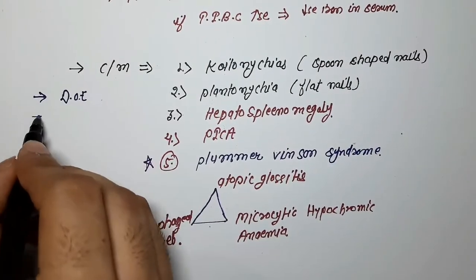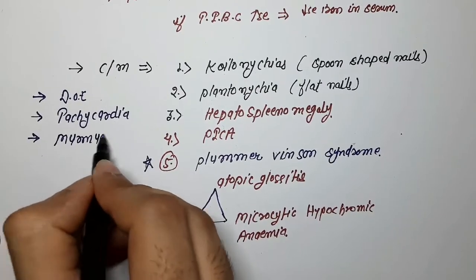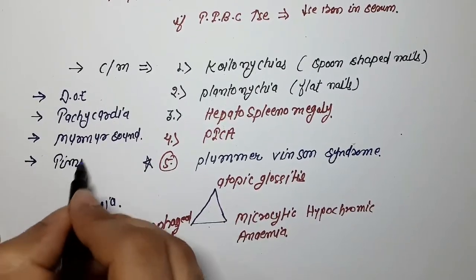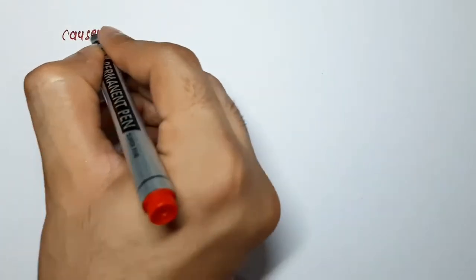Other common clinical manifestations are dyspnea on exertion, tachycardia, murmur sounds, tinnitus and vertigo. These are the clinical manifestations of iron deficiency anemia.